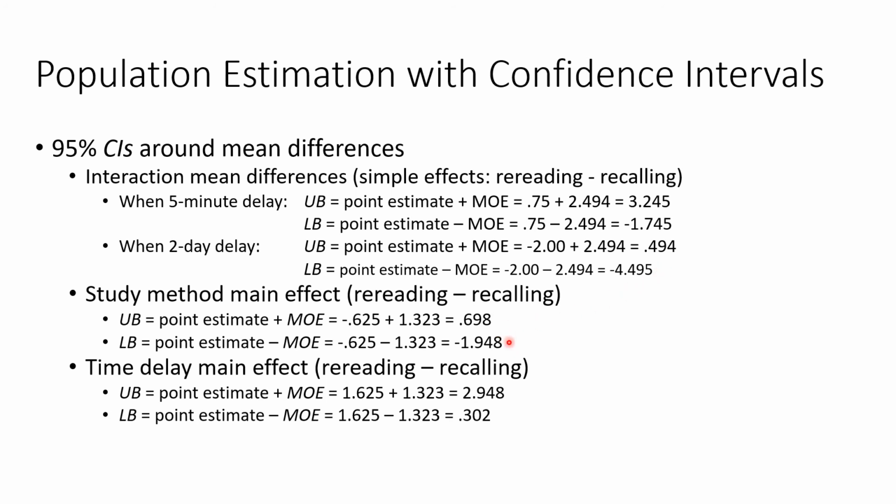Now going down to study method, similar interpretation, pretty wide, could be a benefit for rereading, could be a benefit for recalling, pretty wide, want to be pretty cautious. The only thing that offers any kind of, I don't want to say certainty, but some confidence here is that you have a time delay benefit for the 5-minute delay over the 2-day delay. And that's pretty reliable. You can see it could be as high as about 3 or as low as about 0.3.